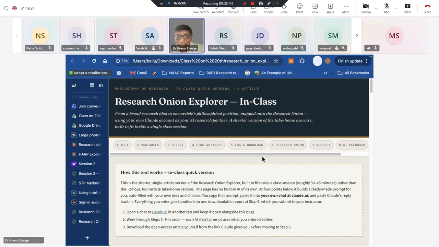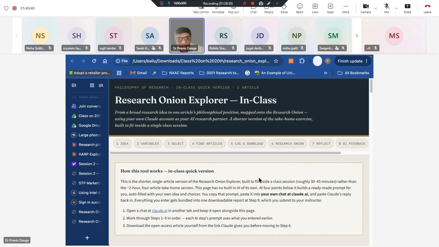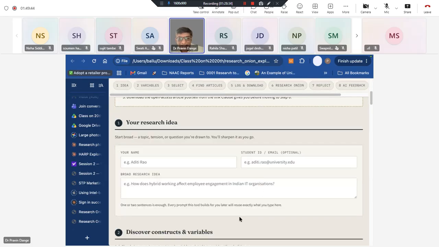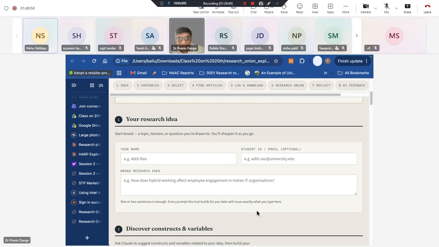And this next exercise is going to be really enlightening, where you would have your whole research pitched properly, philosophically. The instructions are given here. You need to put in a research idea. There is an example given also. It is a self-contained exercise.